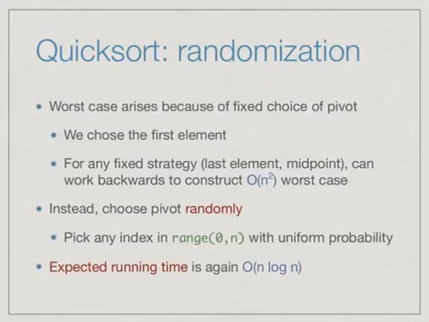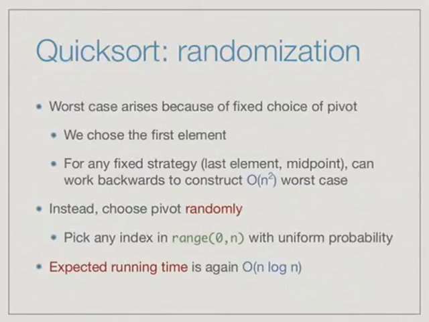The worst case actually arises because of a fixed choice of the pivot element. We choose the first element as the pivot in our algorithm. And so in order to construct the worst case input, if we always put the smallest or largest element at the first position, we get a worst case input. This tells us that a sorted input, either ascending or descending, is worst case for our choice of pivot.